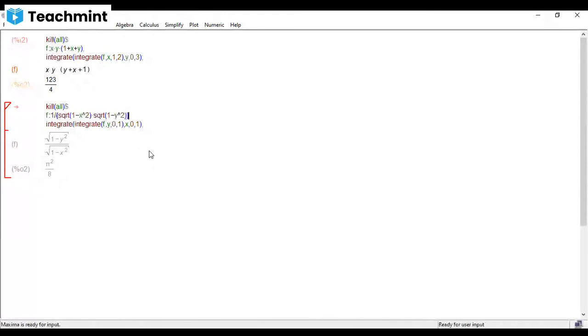Our function was 1 by square root of this. So you have to take a bracket for this denominator. See, now this is our function, 1 by square root of 1 minus x square into square root of 1 minus y square. And the answer is pi square by 4. That is what we got by manual solution. So that's why you have to be careful while giving the function. If there are more than one function, then you have to use brackets for numerator as well as denominator separately.